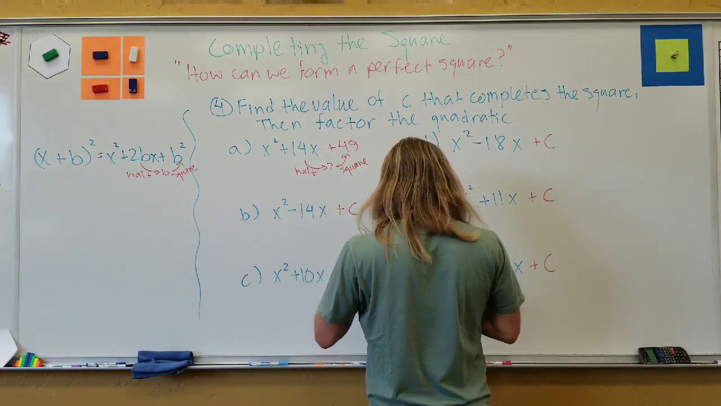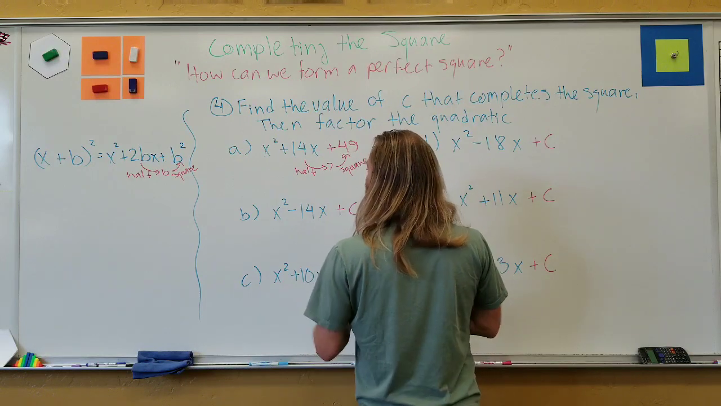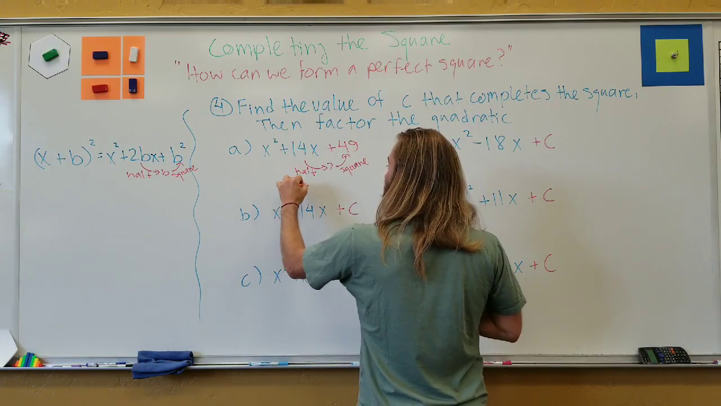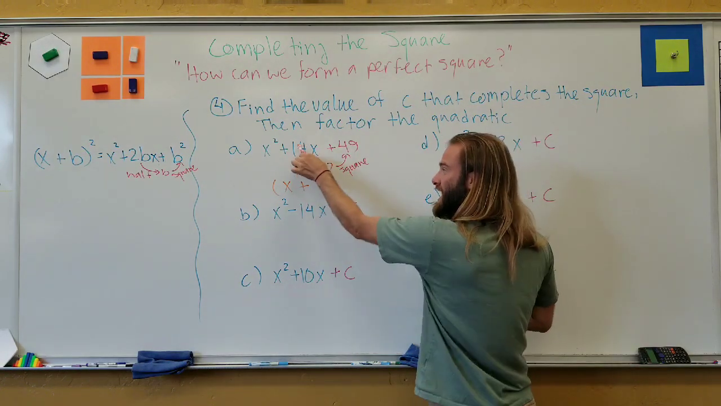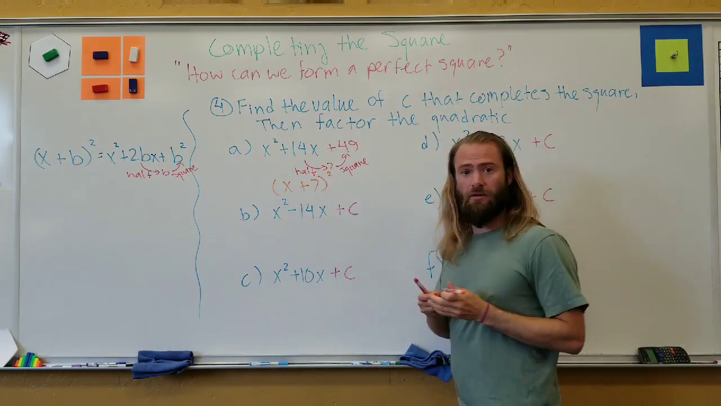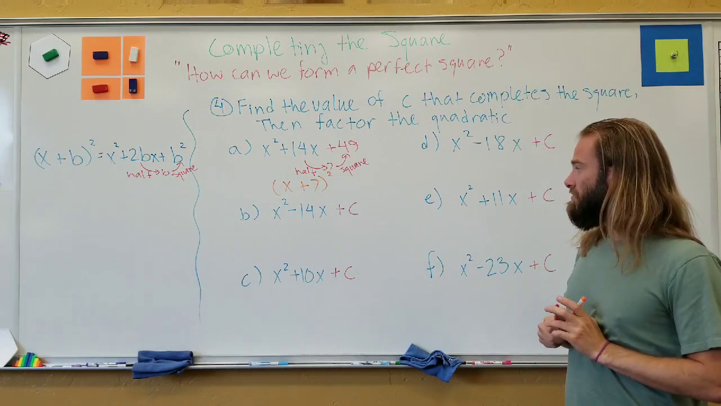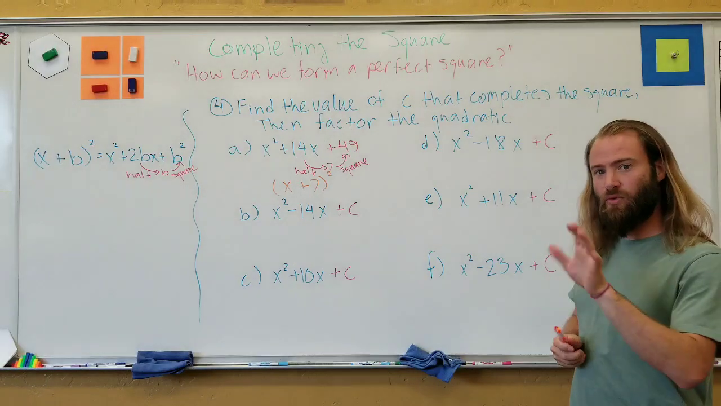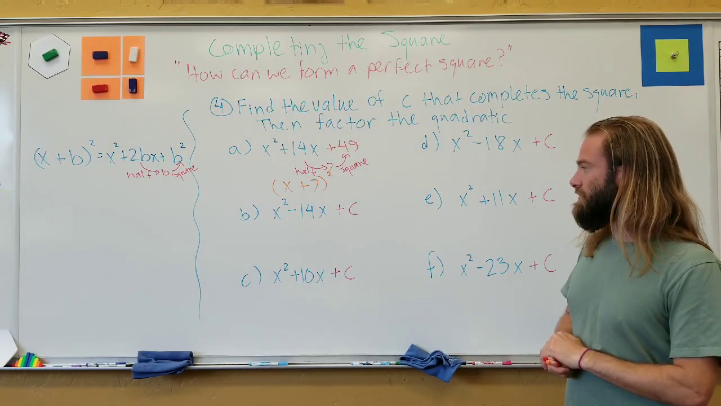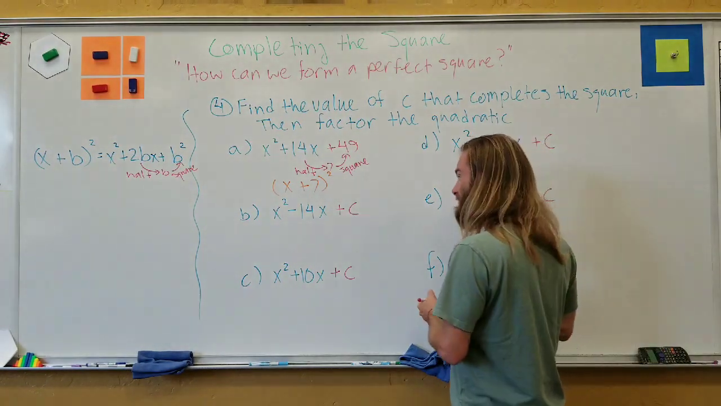And it says to factor it also. Well, the factorization of that then is going to be x plus something squared, right? But remember, that's always half. So that's going to be 7. So that's all it is. Okay? So we'll do part B, and then I'll just ask that you do the rest yourself, and we'll give you the answers. So part B, same deal.